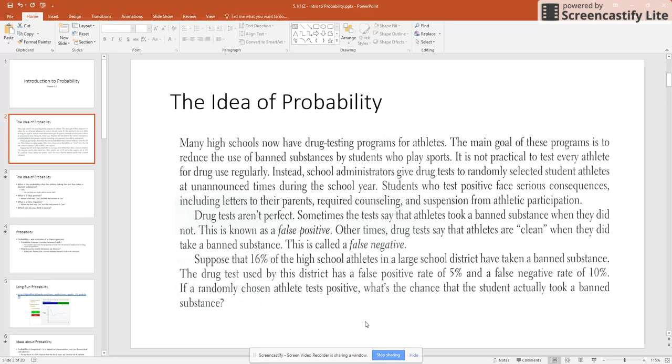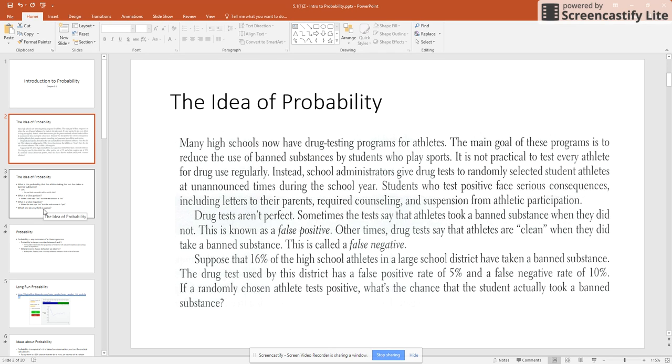Down at the bottom there, we've got 16% of the high school athletes in a large school district have taken a banned substance. The drug test used by this district has a false positive rate of 5% and a false negative rate of 10%. If a randomly chosen athlete tests positive, what's the chance that the student actually took a banned substance? So let's take a look at this.